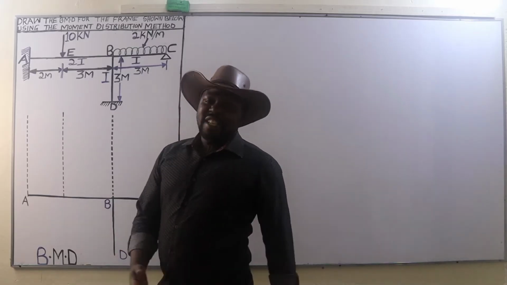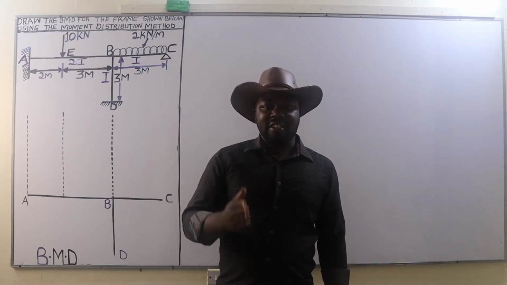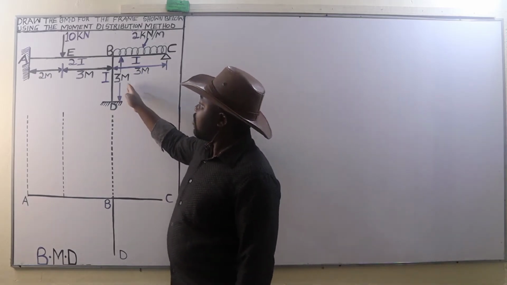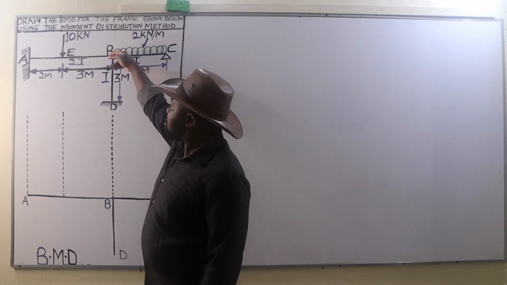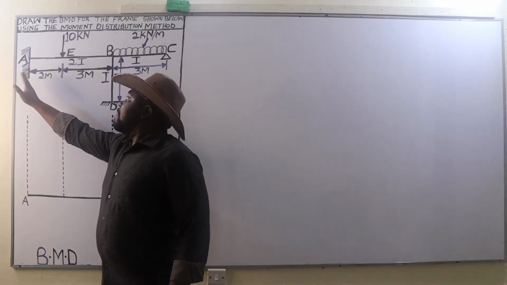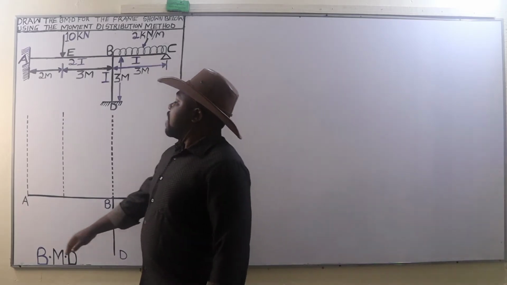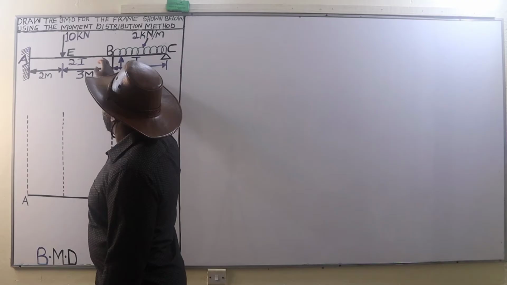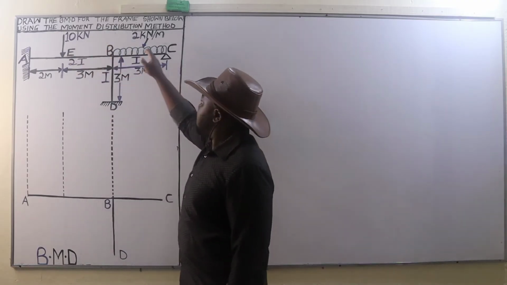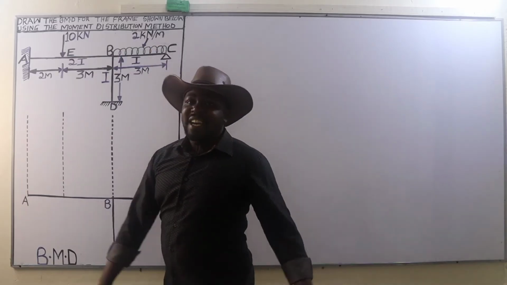And last time we said that a frame is a structure which is composed of vertical and horizontal members. The vertical members are known as columns. So we got a vertical member BD, so that is a column, and then we got member AB and BC, that is a beam, and the member AB is loaded with a point load at E of 10 kilonewtons, and the member BC is loaded with a uniformly distributed load of 2 kilonewtons per meter.